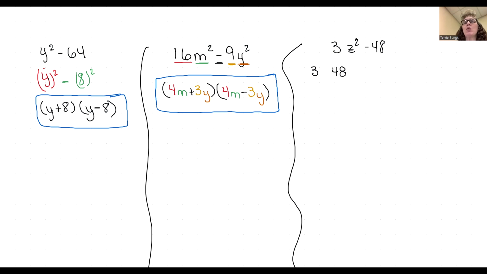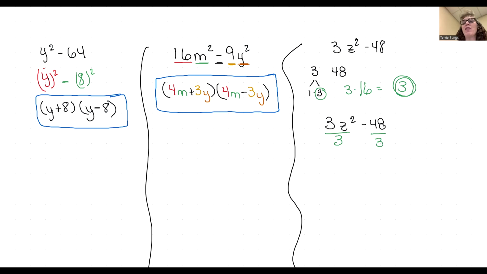So 1 times 3. Now we're going to look at this, and we're going to say, okay, can 3 divide into 48 evenly? Yes, actually it can. 3 times 16 is 48. So we know that 3 is going to be our greatest common factor. So let's factor that out. And if you remember, we just rewrite our problem down. So we have 3z squared minus 48. And then we are going to use that greatest common factor and put it below each term.